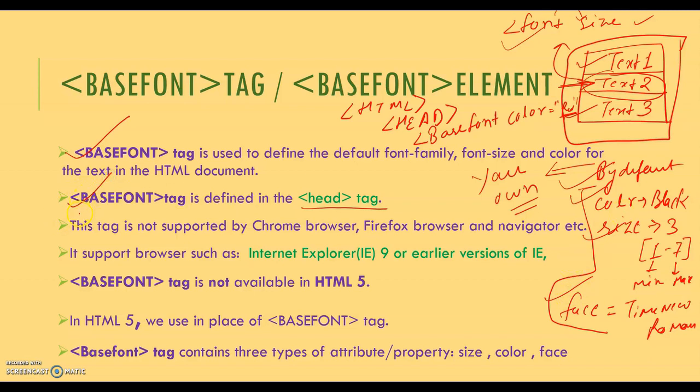But there is a very important thing: the base font tag is not available in HTML5, which we are learning. It is obsolete in HTML5 and very outdated. So in HTML5, in place of the base font tag, we use CSS, cascading style sheets, that we will learn in upcoming videos. So there is no need to worry about it. The base font tag contains three types of attributes, as you know very well: size, color, and face.